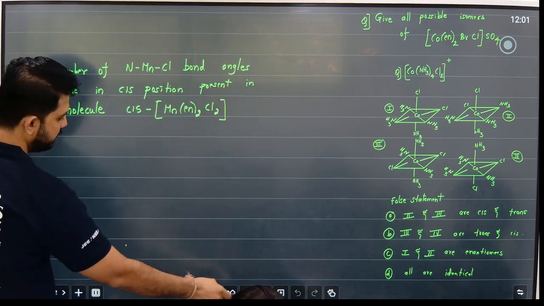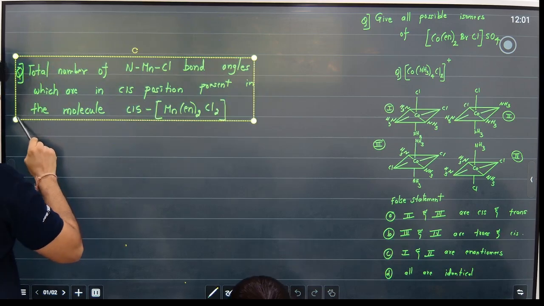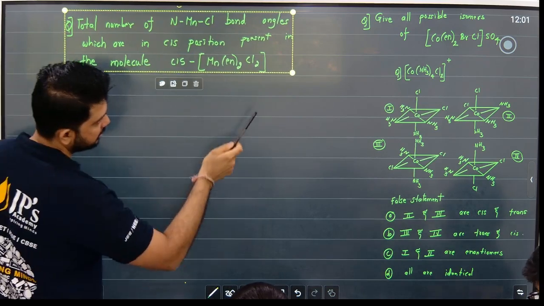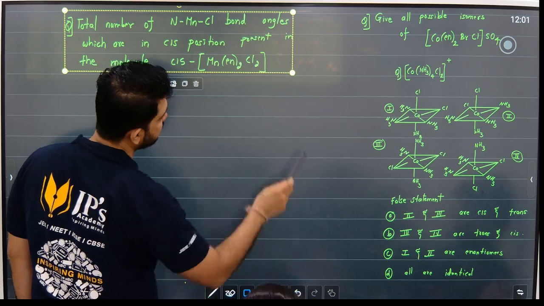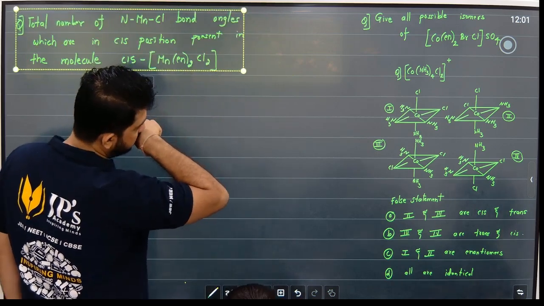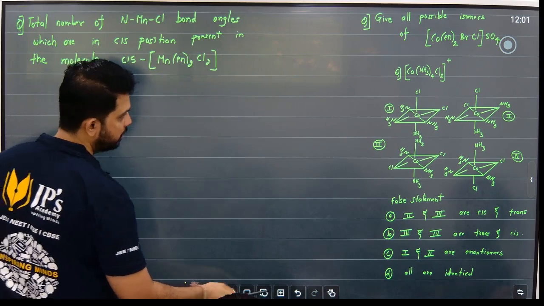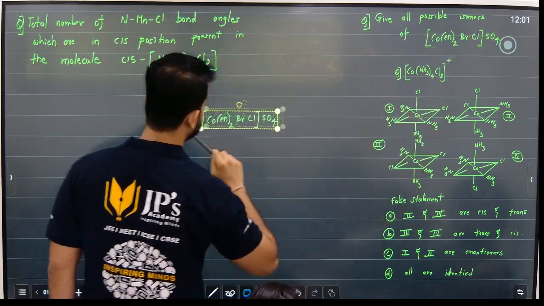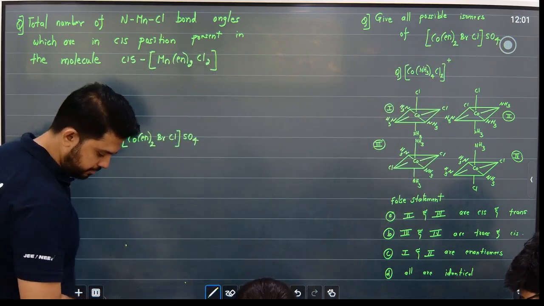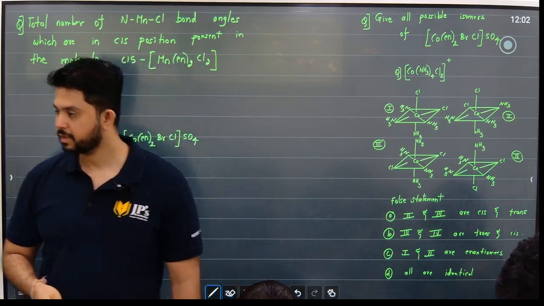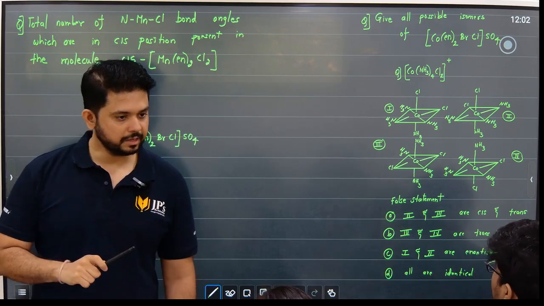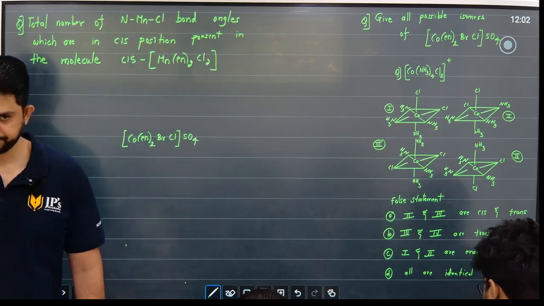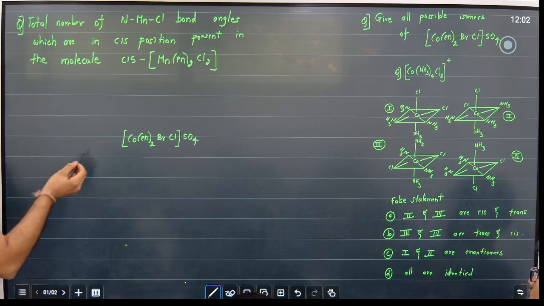The first question: give the possible isomers of [Co(en)2BrCl]SO4. So let's understand how we do this. You first have to consider both geometrical, optical stereo and structural isomers, and compare everything. What we'll first do is write its general form.